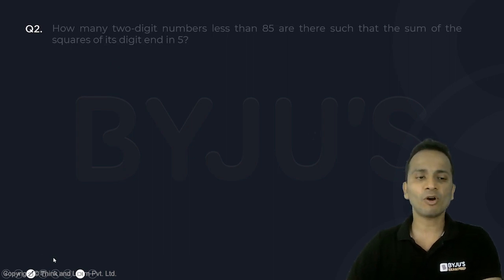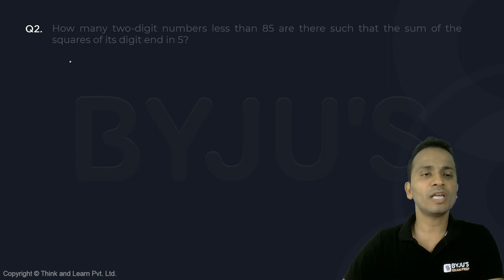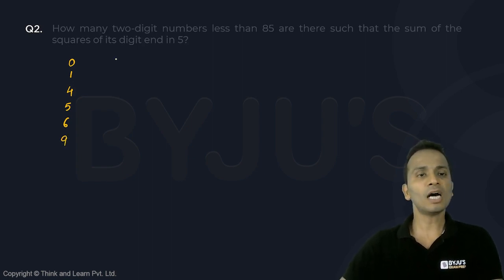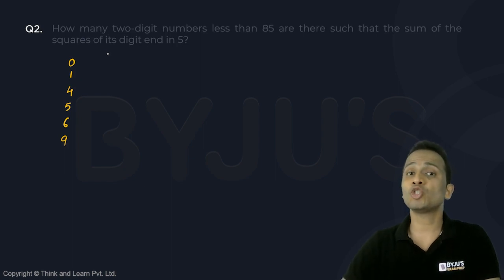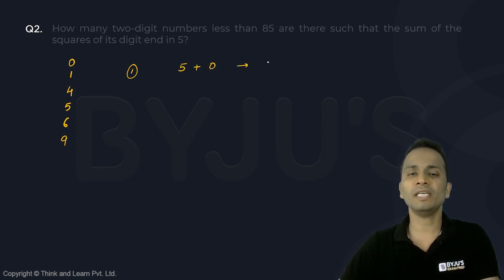Now, first of all, I will write all the ways of obtaining the unit digit of any perfect square. So a perfect square can end with either 0, 1, it cannot end with 2 or 3, it can end with 4, 5, 6, it cannot end with 7 or 8, and lastly it can end with 9. Now if I want the sum of the squares of the digits to end with 5, there can be different possibilities. Case number 1, the unit digits can be 5 and 0. So 5 plus 0, the unit digit will be equal to 5.